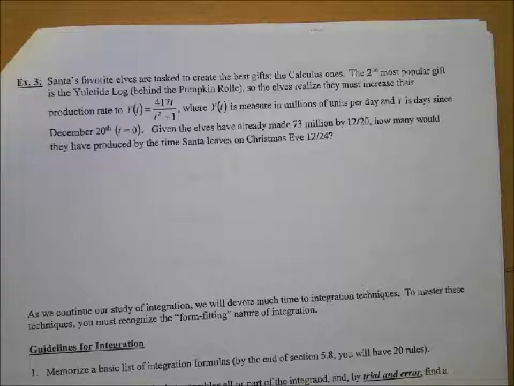Integral from 0 to 4, perfect. So y of t, exactly right. You start at t equals 0, since December 20th is t equals 0, and you do want t squared plus 1. Now you need to rewrite your limits. December 21st will be 1, that's day 1, that's day 2, that's the 24th, that's 4 days. The 417 is a coefficient, so you pull that out, and then it's a u substitution.